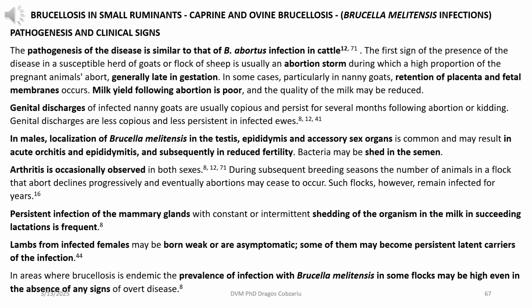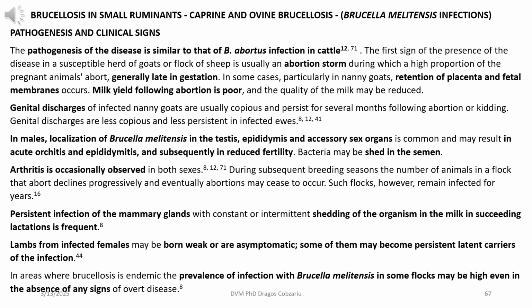Milk yield following abortion is poor, and the quality of the milk may be reduced. Genital discharges of infected nanny goats are usually copious and persist for several months following abortion or kidding. Genital discharges are less copious and less persistent in infected ewes. In males, localization of Brucella melitensis in the testis, epididymis and accessory sex organs is common and may result in acute orchitis and epididymitis, and subsequently in reduced fertility. Bacteria may be shed in the semen. Arthritis is occasionally observed in both sexes.